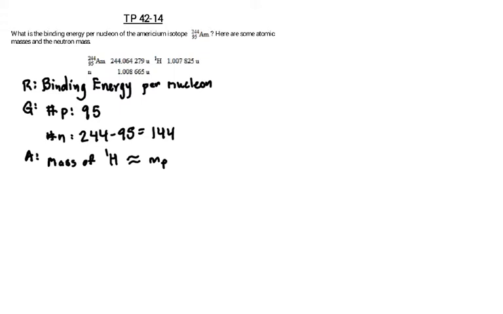Our next step is the task step. We are tasked with calculating the change in binding energy per nucleon. All right, next up is our physics step. This is where we take what we learned from our read step and what we know we need to do from our task step and actually put down an equation that marries those two together.